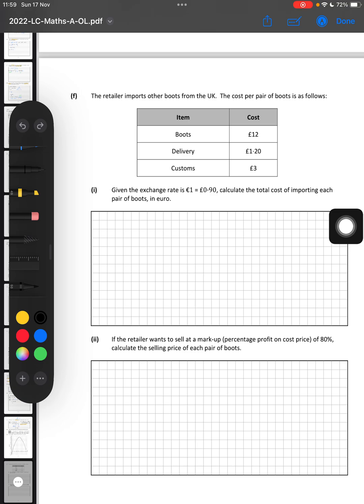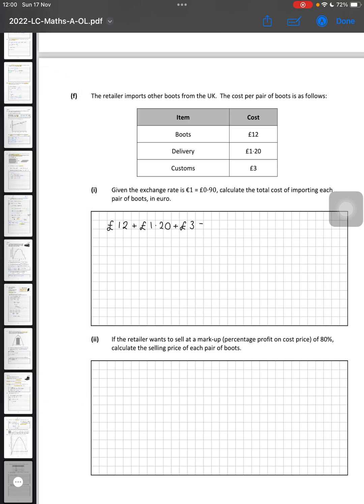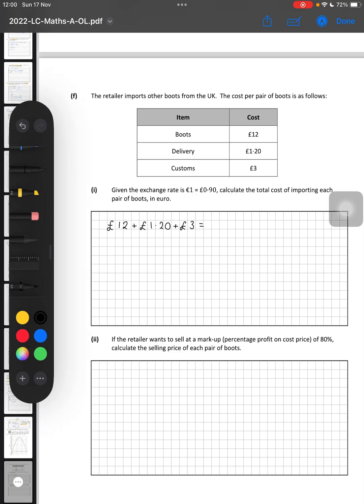So it's not just how much is a pair of boots. Importing it in pounds is going to cost what the pair of boots cost, so the £12, plus my delivery, so £1.20, and customs, so another £3. So each pair of boots in pounds is going to cost me £16.20.